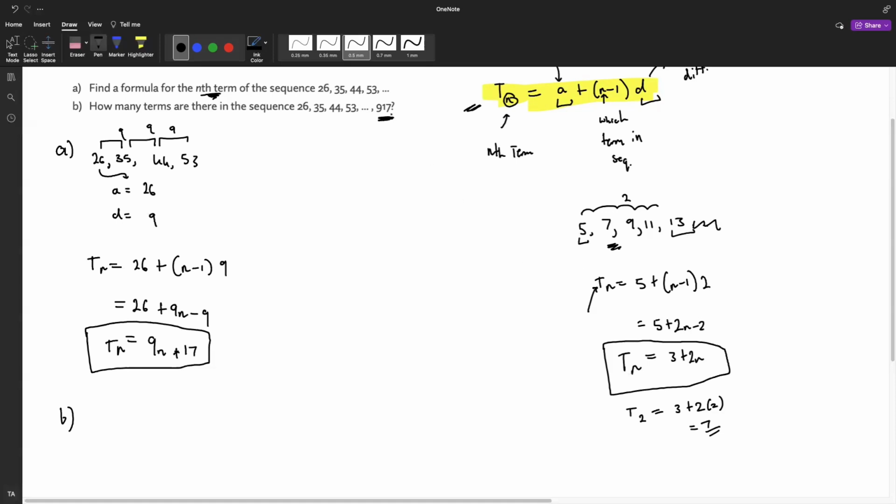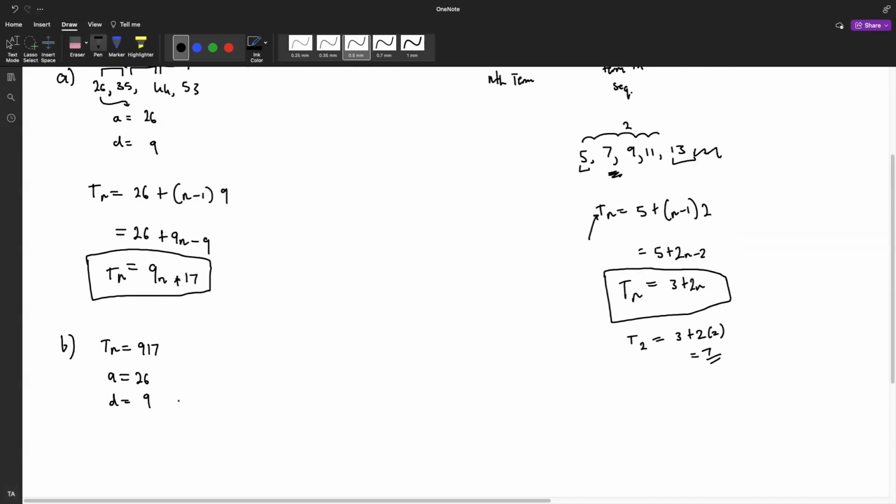So in this case, Tn is going to equal 917. So we know that the last term is 917. We know that the first term is 26. And we know that the common difference is, again, 9. It's the same sequence as the one from A. The common difference is 9. Now, using our formula again, we know that Tn is equal to A plus bracket n minus 1 d. So if we know our Tn is 917, we know that A is 26, and we know that our d is 9, we can just rearrange this formula now.